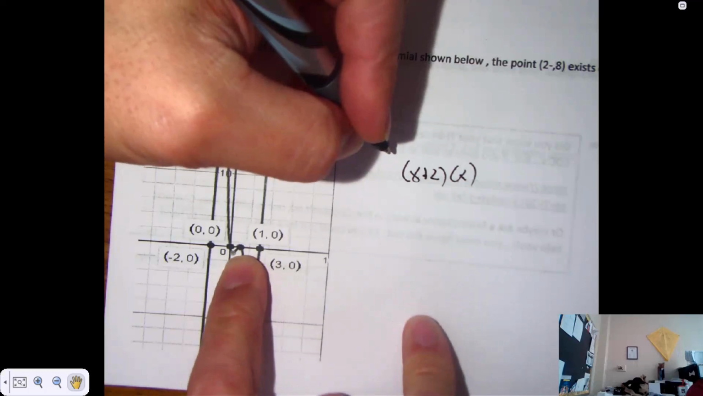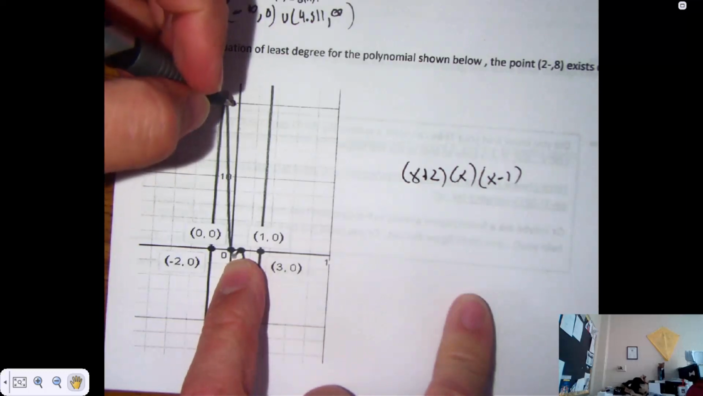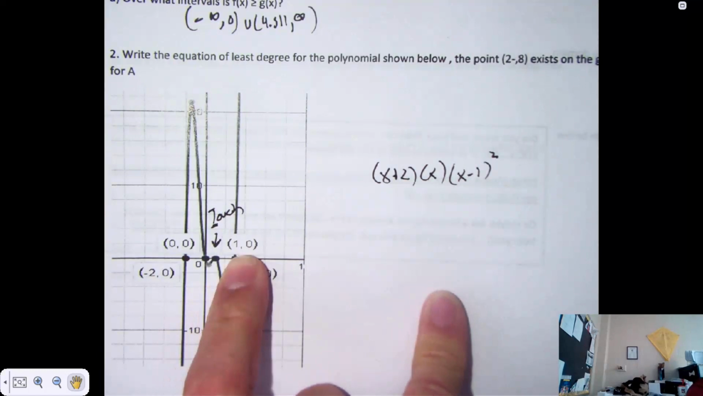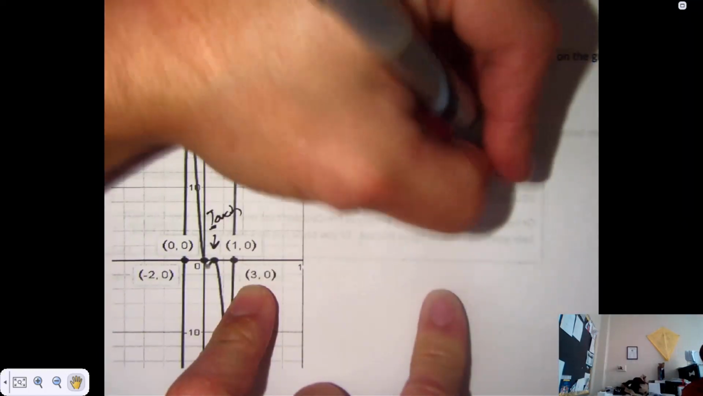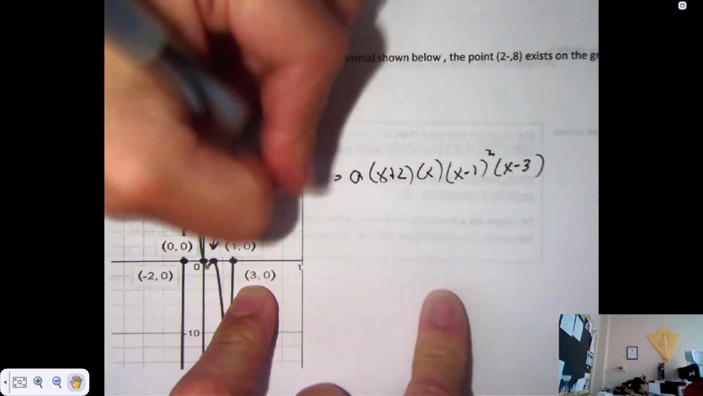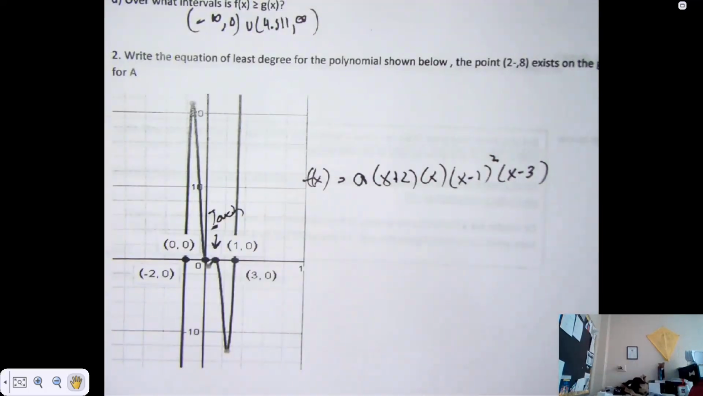You have a 0 at 1. What factor creates it? Now, there's something special about that one. It's a touch. Touch means square. T for twice. It happens at least twice. And your last 0 is at 3. So what's the factor? X minus 3. Now, there's always a leading coefficient. We call it A. So f of x is A times all that, and you have to find A.